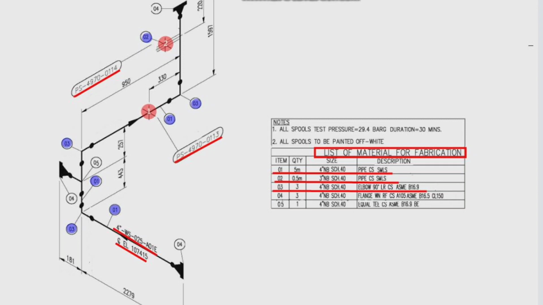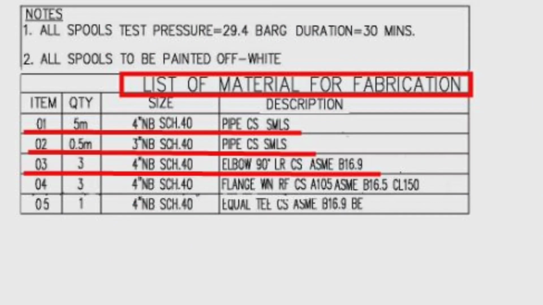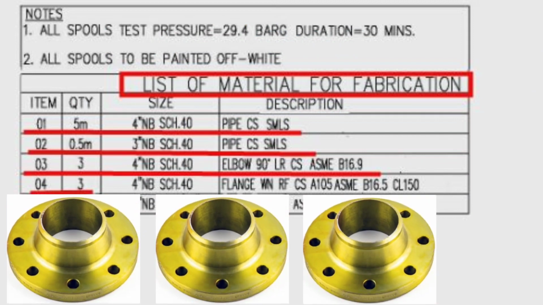Detail number 4 was used in 3 places in the pipe drawing. Let's look at the material list. The item number 4, the total quantity is 3 pieces, size is 4 inches, wall thickness schedule 40, flange, weld neck, raised face, carbon steel material, A105, ASME B16.9, class 150.